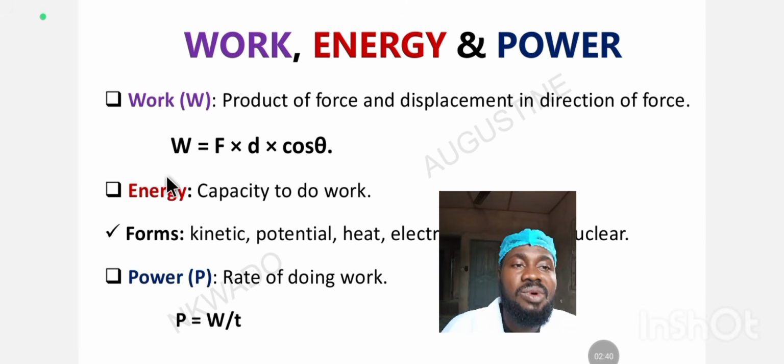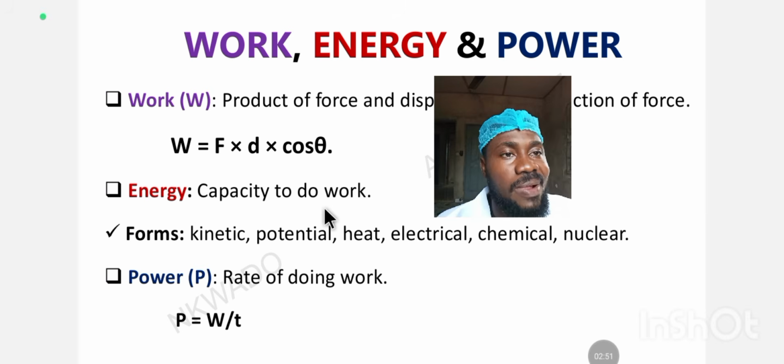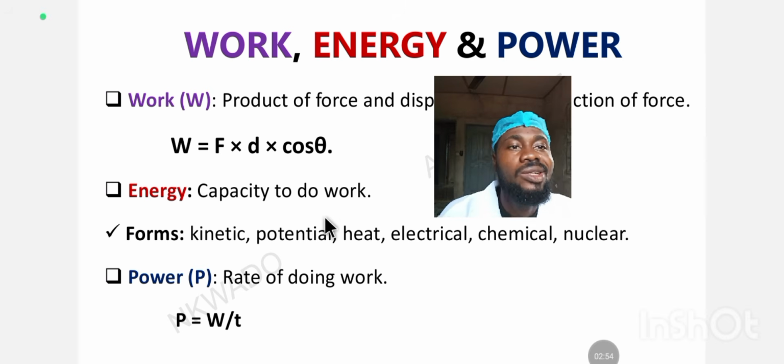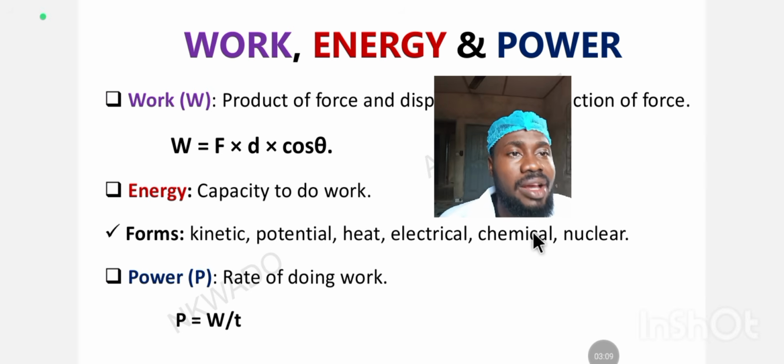Let's look at energy. What is energy? The ancient definition of energy: the capacity to do work, or the ability to do work. Your ability to do work is energy. Your capacity, you are able, you can do work, that's your energy. And there are various forms of energy such as kinetic energy, potential energy, heat energy, electrical energy, chemical energy, and nuclear energy, and so on.